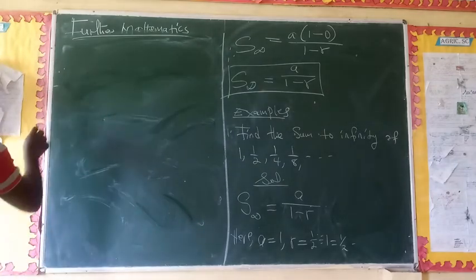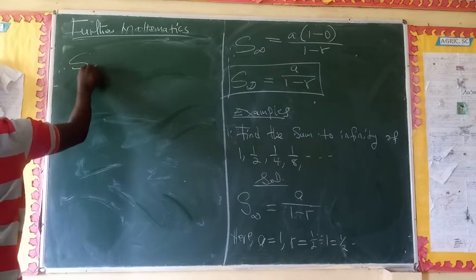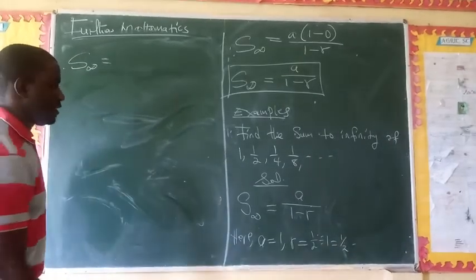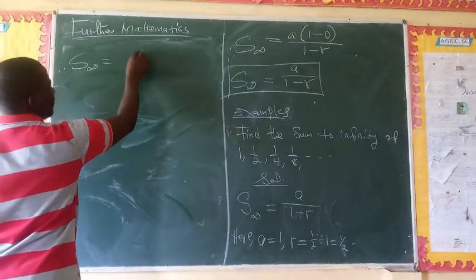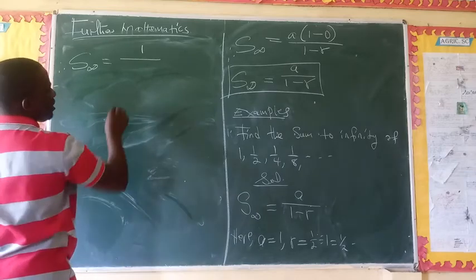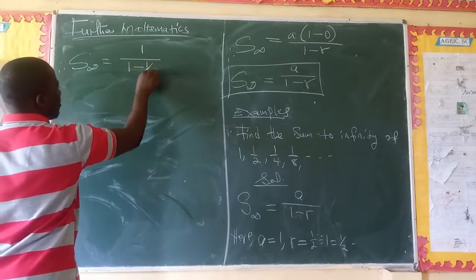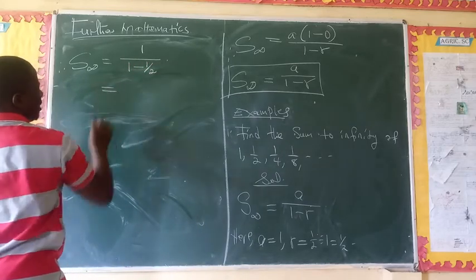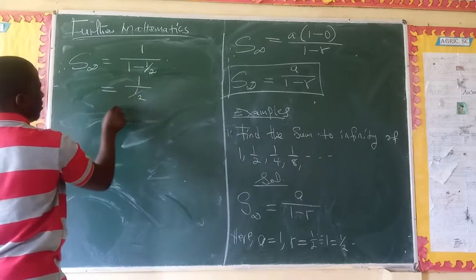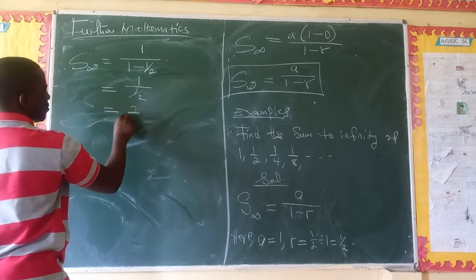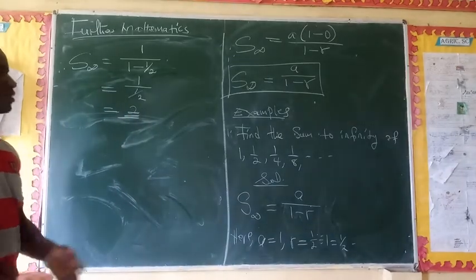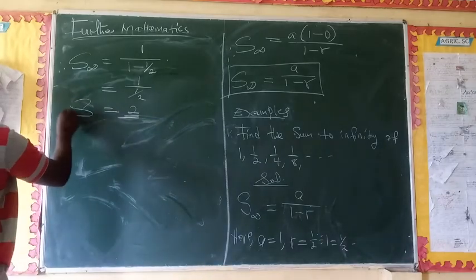Therefore, the sum to infinity of this particular GP is simply the first term, 1, over the common ratio, which is half. So it is going to be equal to what? 1 over half, which is equal to 2. See, 1 divided by half is equal to 2. So this is the sum to infinity of that GP.